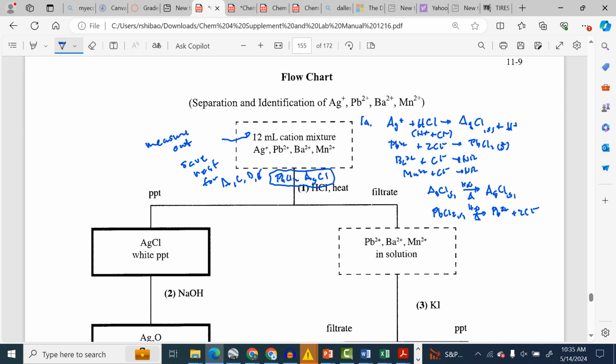And then what we have to do is heat it, so that the Pb goes over this way and the AgCl goes this way. And what we're going to do is filter it using a gravity filtration setup.